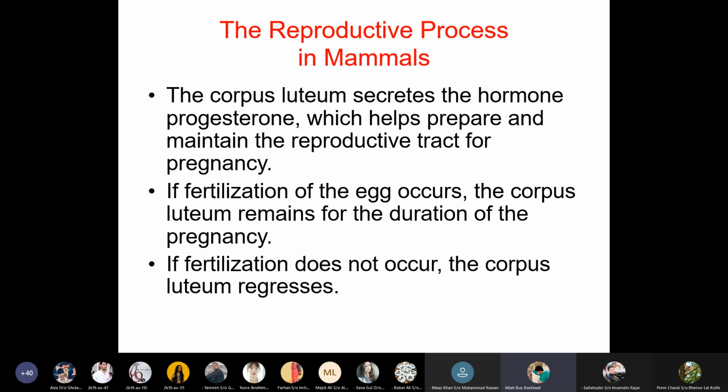In the reproductive process in mammals, the corpus luteum secretes the hormone progesterone, which helps prepare and maintain the reproductive tract for pregnancy. If fertilization of an egg occurs, the corpus luteum remains for the duration of the pregnancy, and if fertilization does not occur, the corpus luteum regresses.